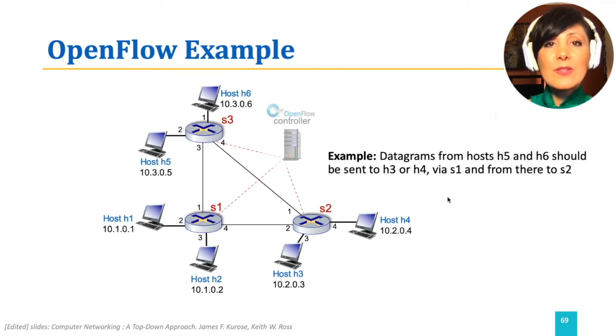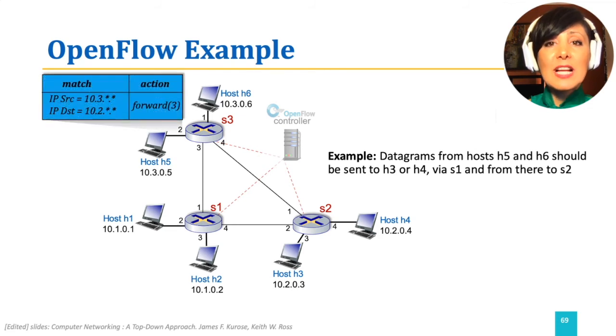At the router S3, we need to define the rules that forward the datagrams based on their destination to S1. This means they should be sent out to port 3. Which packets, though? All packets with a destination with first 16 bits matching 10.2, as that is what matches H3 and H4, and has the source address with first 16 bits matching 10.3 because that is what matches H5 and H6.